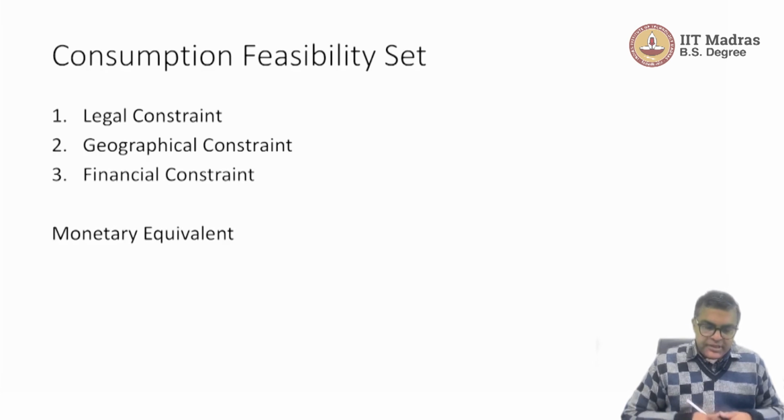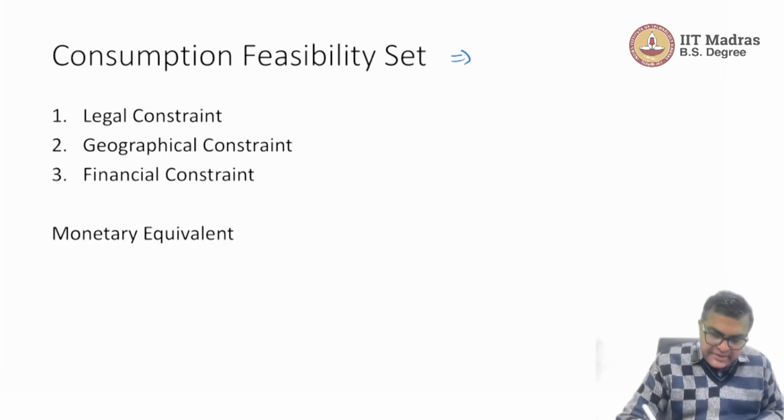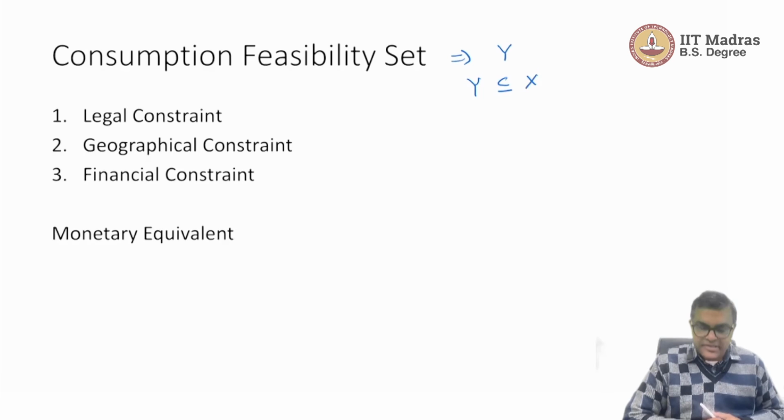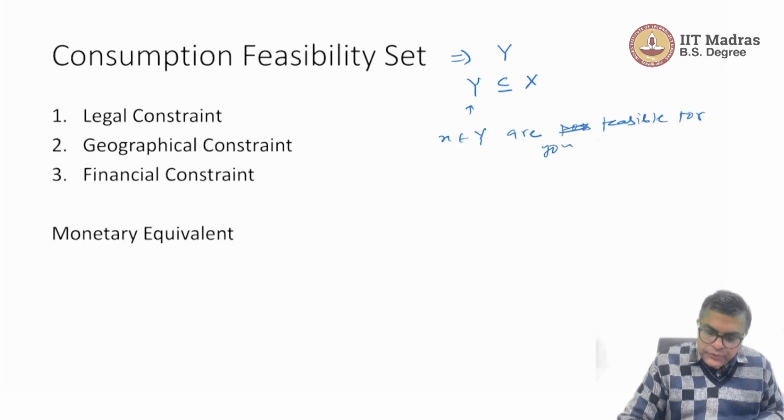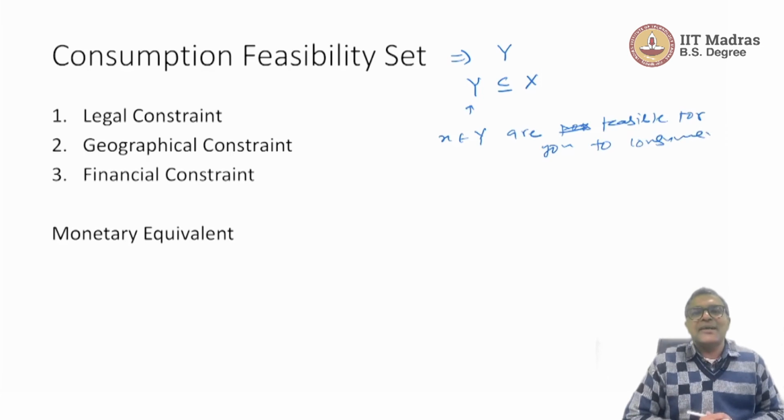So, we come up with a set, a consumption feasibility set, and let us denote it by y. We say y is a subset of the consumption possibility set such that items in y are feasible for you to consume. We are talking about a particular consumer. So, this is what we are talking about.